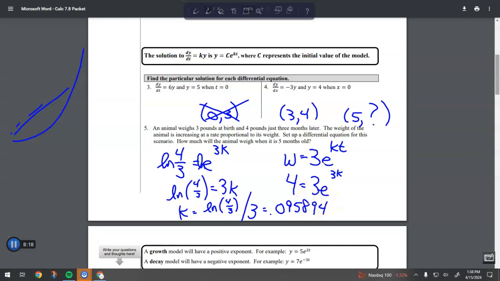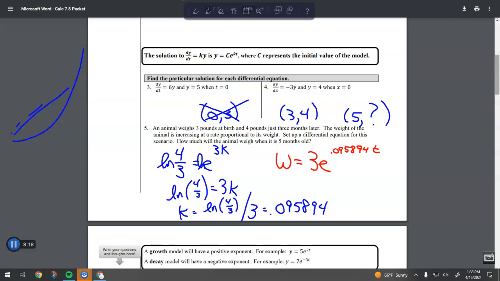I think that's probably good, because then there's a 0, 2, 4. But I'm not done. What I know now is my actual equation is W equals 3e to the 0.0958940T.